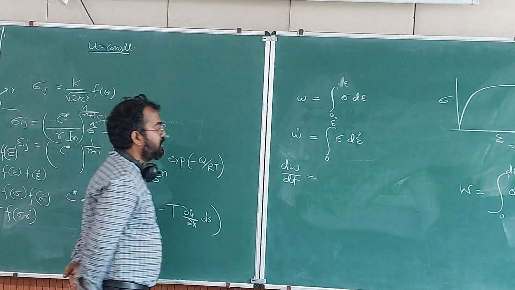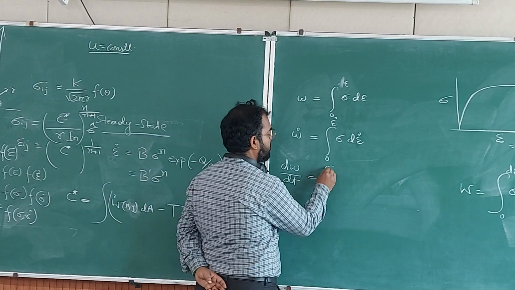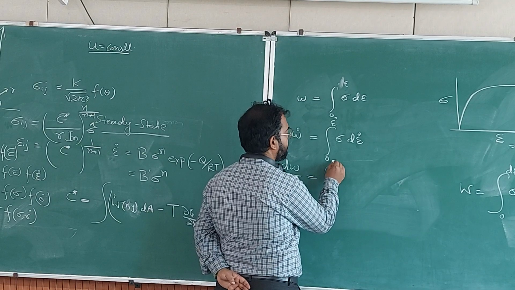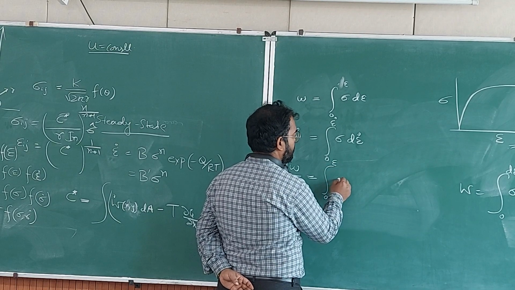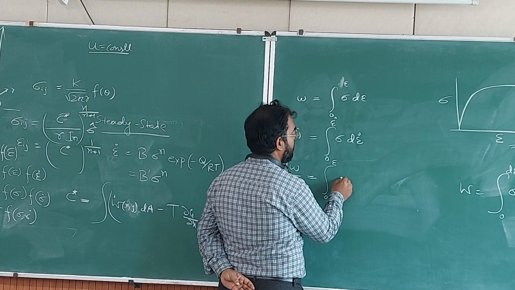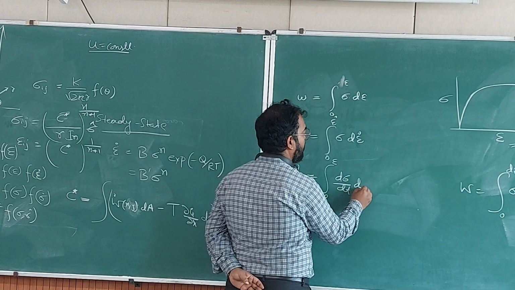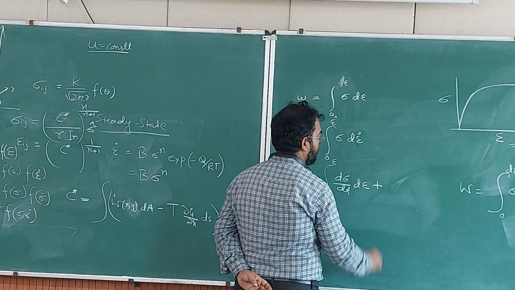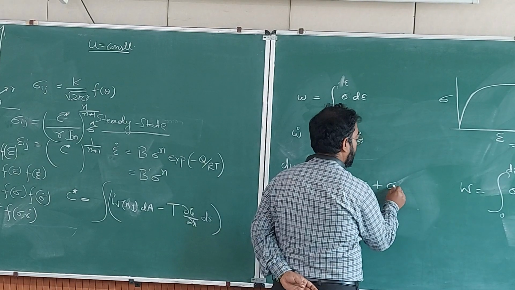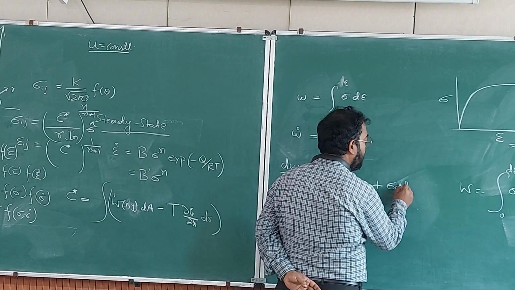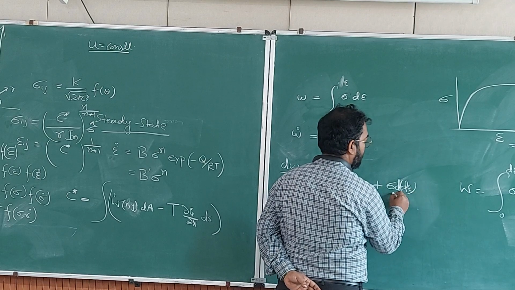If we have to do the derivation of this thing, then what do we do? What should I do? Tell. Should I write d sigma by dt into d epsilon plus sigma d epsilon, d of d epsilon by dt? Yes, sir.